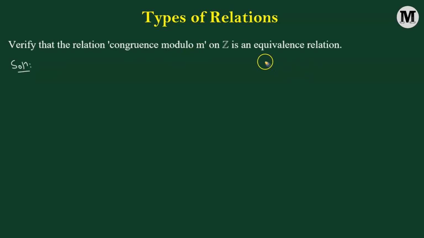So let's say m is any arbitrary integer. So m belongs to the set of integers. It could be any arbitrary integer, but it has to be fixed. This m value is going to stay fixed.